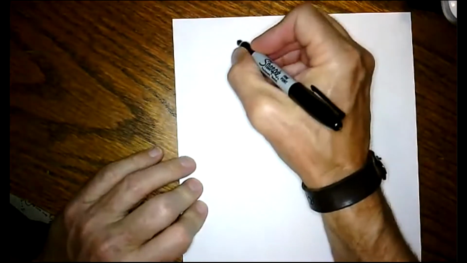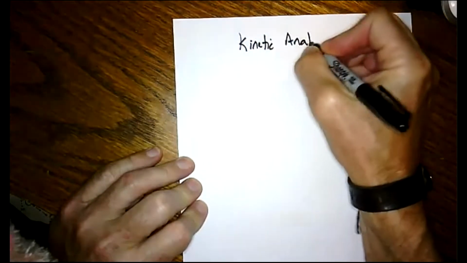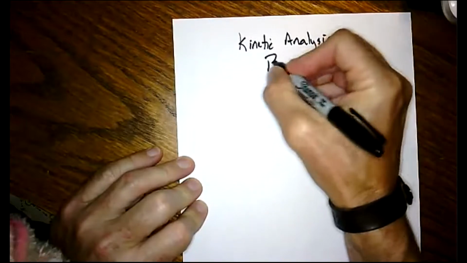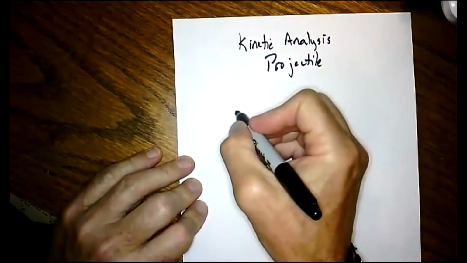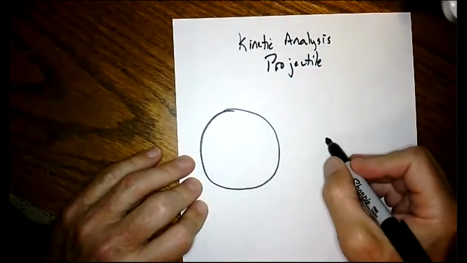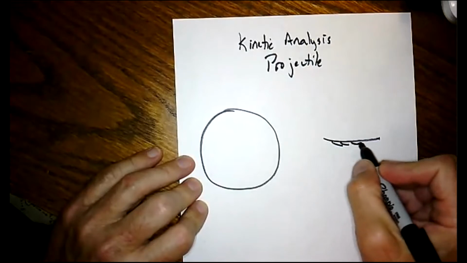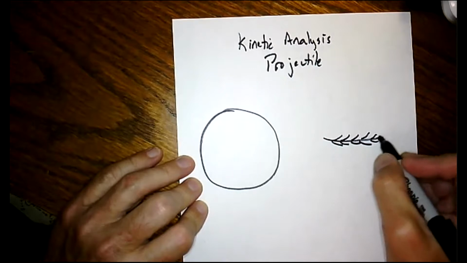Okay, so let's do a kinetic analysis of projectiles. I'll just start with the bowling ball. I'm going to draw it nice and big so we can draw some things on it. But we also have the feather.